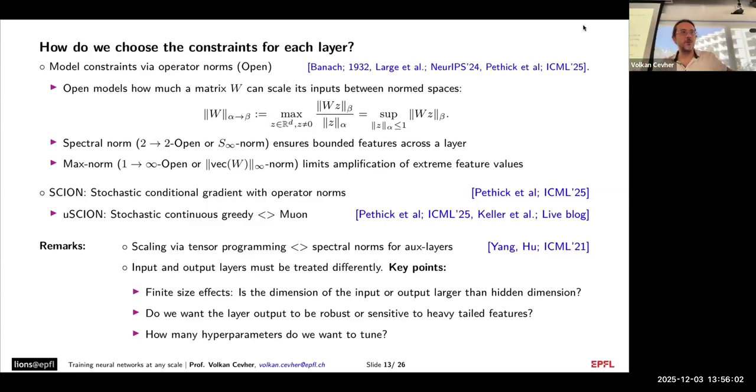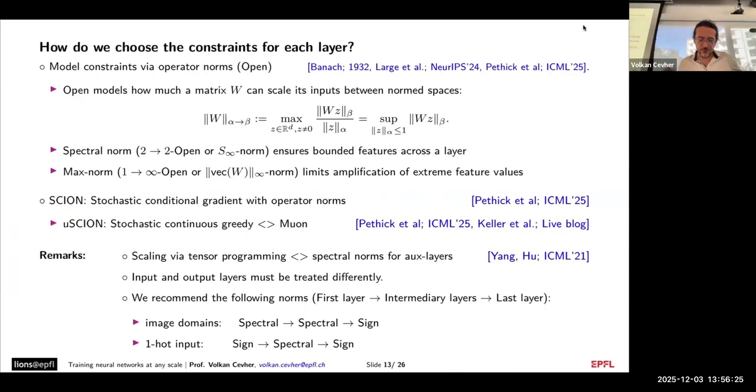And I have some theoretical results in my earlier works from 2016 that show that if you want to adapt to the softmax loss in the output layer, you better use sign-based updates. L-infinity norm adapts best. You get theoretical advantages. All right. So for image domains, we recommend spectral, and sign for the input and output layers. For one-hot input, sign, spectral, and sign.